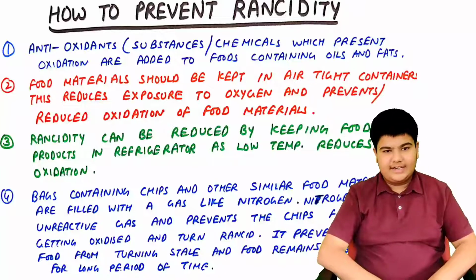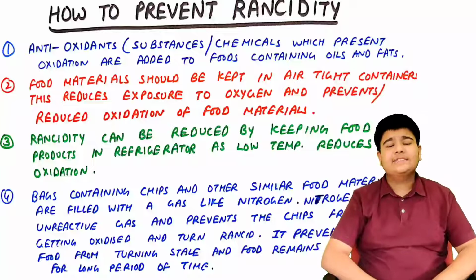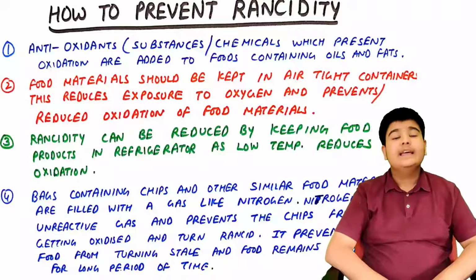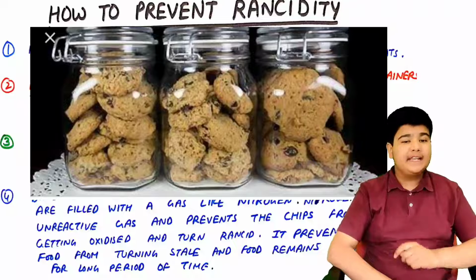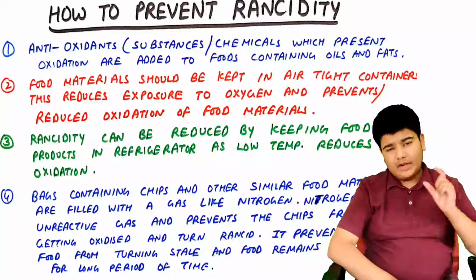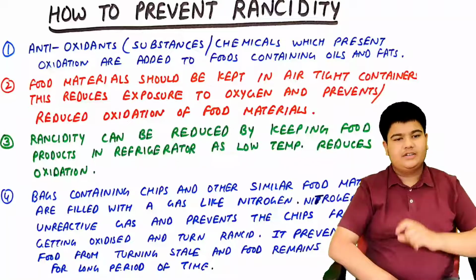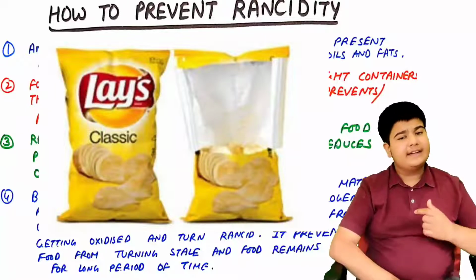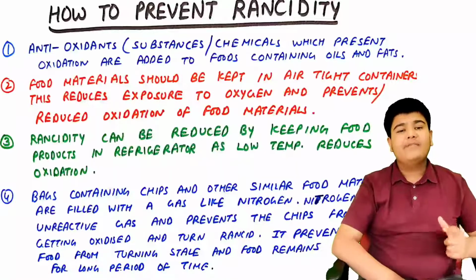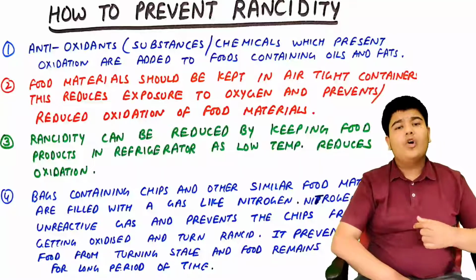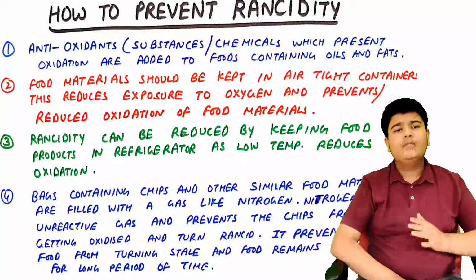Methods to prevent rancidity. First, antioxidants. These are various substances or chemicals which prevent oxidation. Second, food should be stored in airtight containers. Third, rancidity can also be prevented by storing the food in a refrigerator. Fourth, bags containing chips and other oil and fat containing products should be filled with unreactive gases such as nitrogen to prevent oxidation and to keep them good for a long period of time.